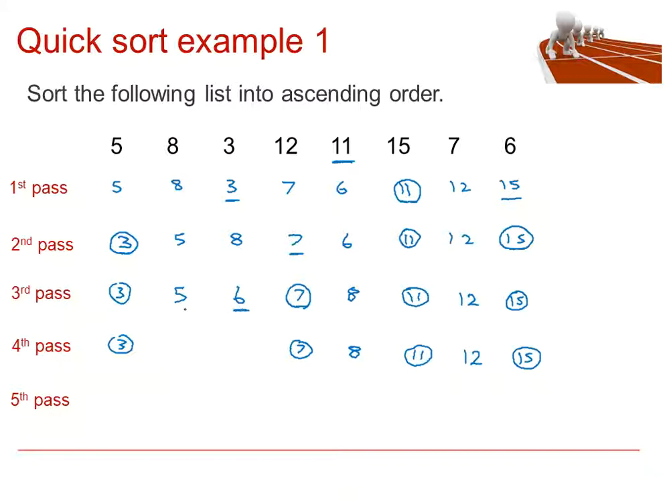So 6 is my pivot, 5 is smaller than 6, so 5 stays to the left of 6. So that means the pivot 6 must be in its correct place. So I'm going to circle it so I know it's in its correct place. And the algorithm says stop when all the sublists contain just 1 element. So I don't need to do a 5th pass. All my sublists contain a single element, so I can now stop. And we've got everything in order, as you can see, 3, 5, 6, 7, 8, 11, 12, 15.